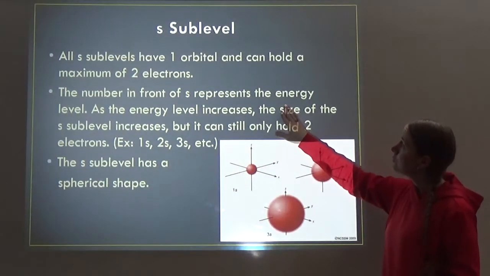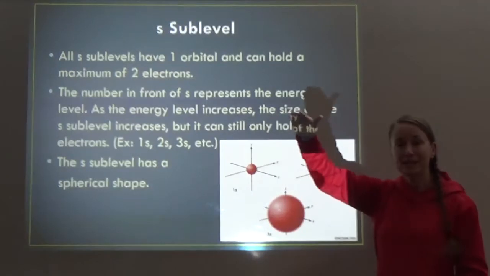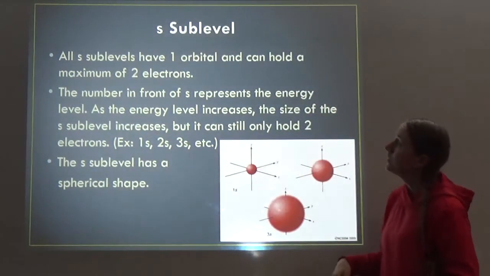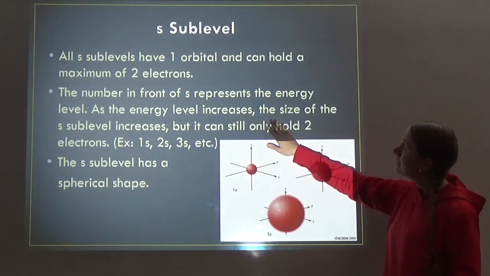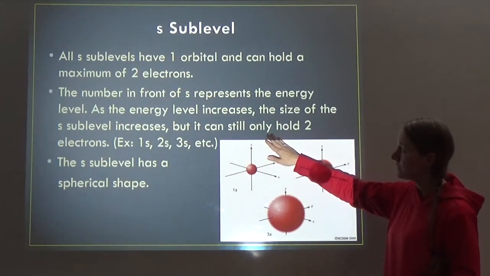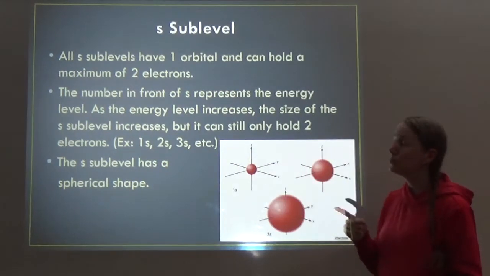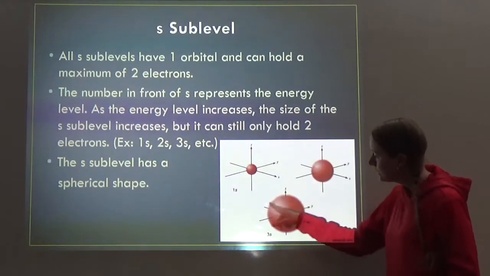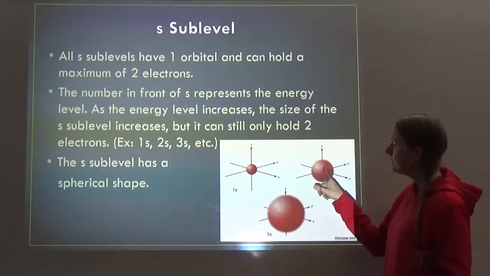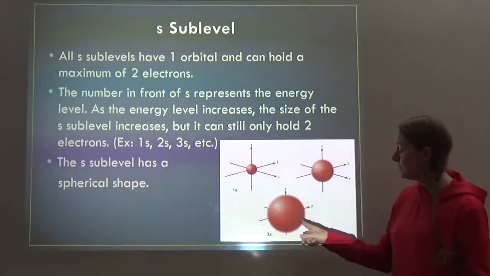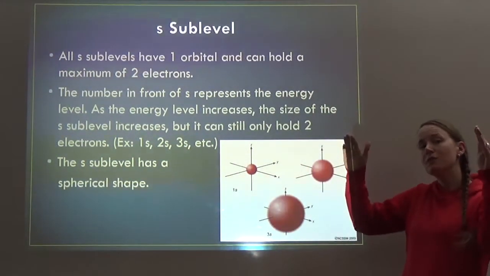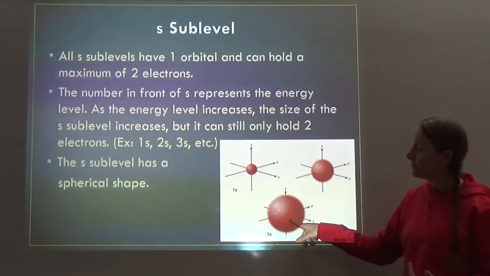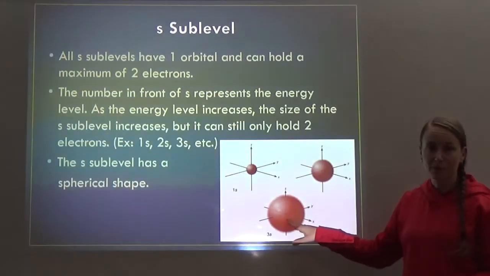The number in front of S represents the energy level. So like 1s is on the first row of the periodic table, 5s is on the 5th row of the periodic table. As the energy level increases, the size of the S sublevel increases, but it can still only hold 2 electrons. So like 1s might be this big, 2s is bigger, 3s is even bigger, but each of them can still only hold 2 electrons. It just means in 3s, those 2 electrons could just be further from the nucleus. And then an S sublevel, as you can see, has a spherical shape. And remember, this is 3 different S sublevels right here.